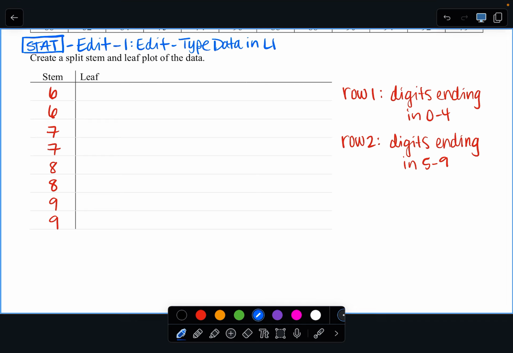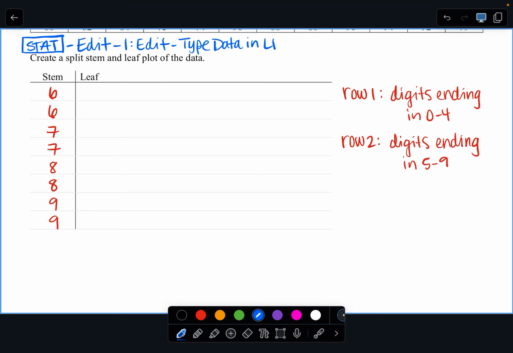Go grab a calculator. So type in your data values, and then we'll talk about how your calculator can help you sort it, because sometimes you get really large data sets and they're not in order from least to greatest. So you should have 3, 6, 9, 12, 24 values.